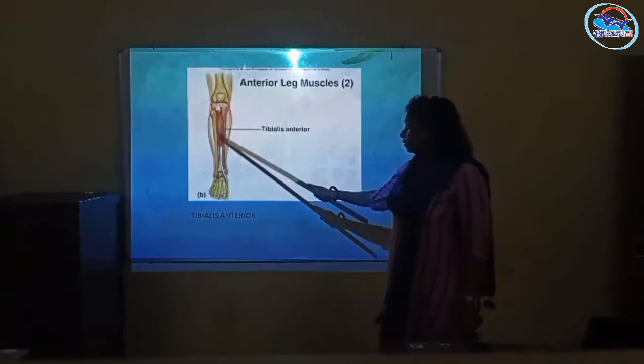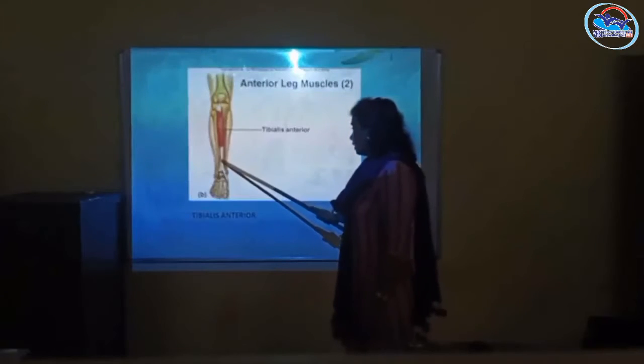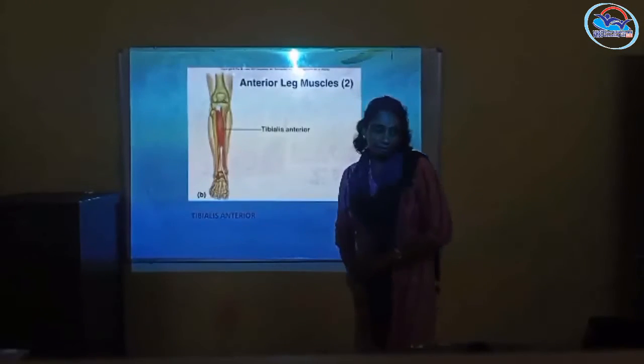Tibialis anterior. You can see the tendons here. Tibialis anterior muscle. The red color you can see is tibialis anterior.